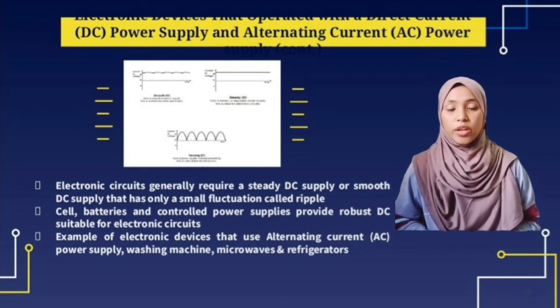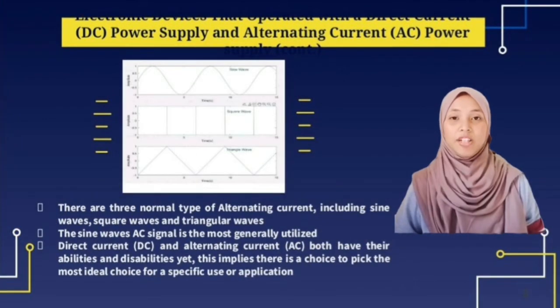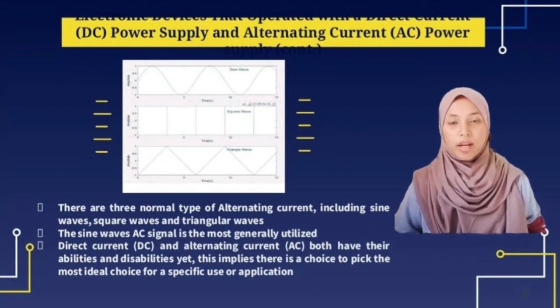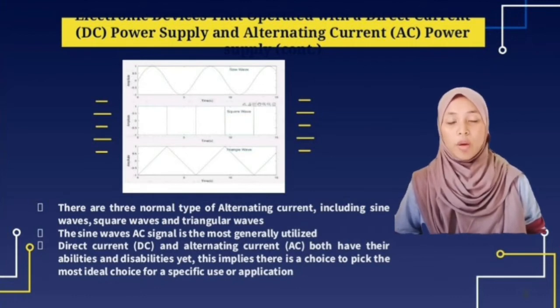Alternating current waves are created when wires move to different regions of magnetic polarity. There are three normal types of alternating current: sine wave, square wave, and triangular wave. The sine wave alternating current signal is the most generally used. In short, direct current and alternating current both have their abilities and disabilities, which implies there is a choice to pick the most ideal option for a specific use or application.